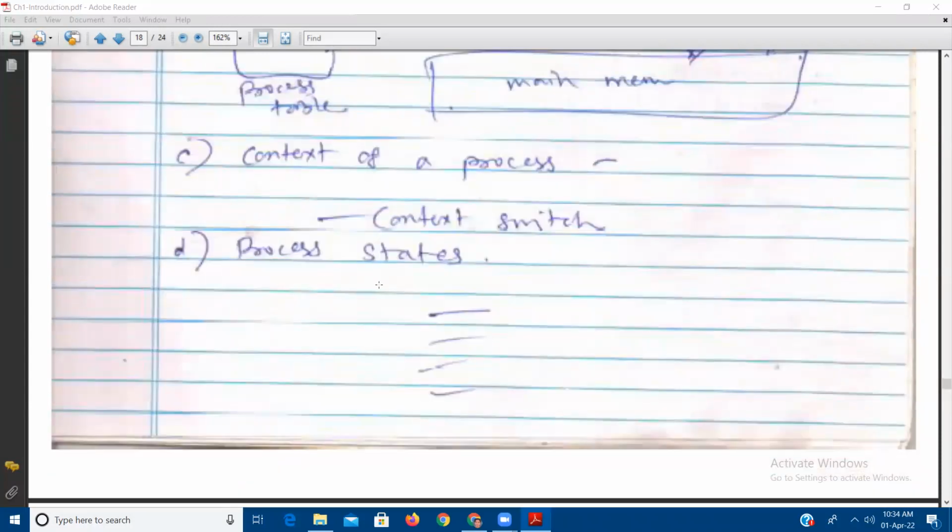Then process states. So the general view of process states we have covered as a part of OS.